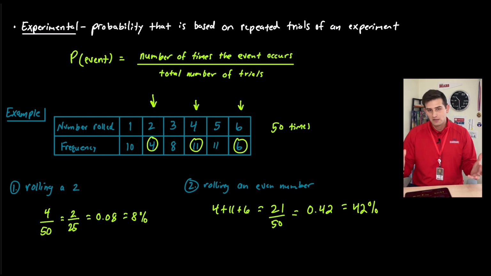So that's experimental probability. We conducted an experiment a certain number of times. We take one of those results, rolling a 2 or rolling an even number, and we see how many times it happened out of the number of times that we did the experiment.